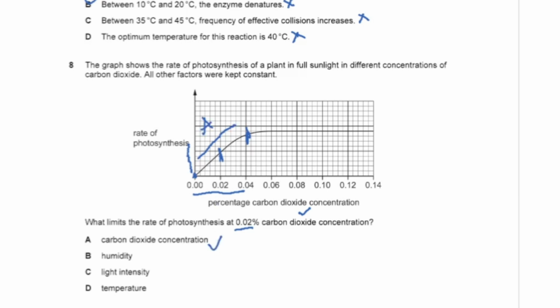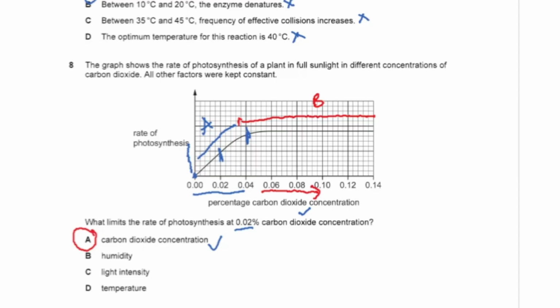But beyond that region, let me use some other color to show you this. So beyond the region A, this other part where you're having from A all the way to the end of the graph, carbon dioxide concentration can no longer become the limiting factor, because an increase in carbon dioxide concentration does not impact on the increase in the rate of photosynthesis. So other things like your temperature or your light intensity would be the limiting factor in region B. But as far as you are concerned, 0.02 is still within the region of A, so that's why carbon dioxide concentration would be our limiting factor.